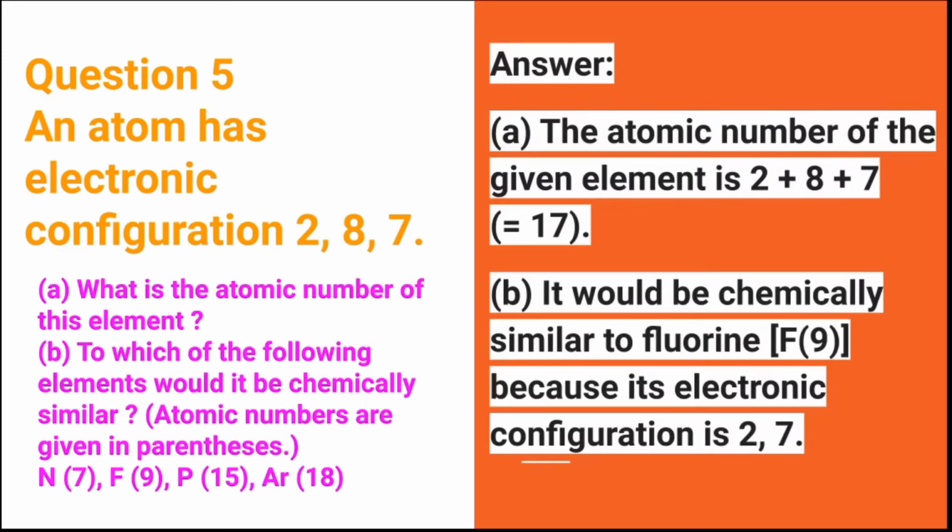And the answer is, first question, what is the atomic number of this element? You can add the electronic configuration, you will get 17, and it would be chemically similar to fluorine, because fluorine has an electronic configuration of 2,7 with the same valency as well as valence electrons.